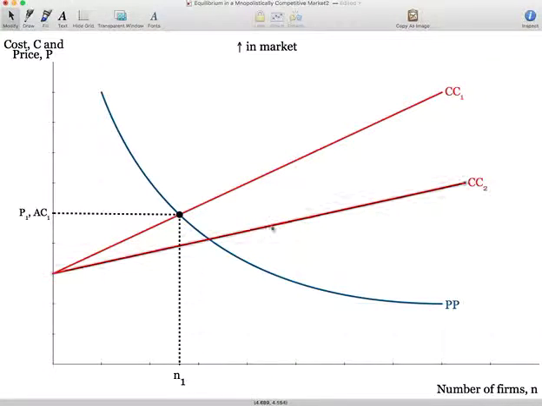So what's going to be the new equilibrium point? The new equilibrium point is going to be where CC2 intersects PP. So if we go from that point over, that's going to be the new equilibrium. Let me duplicate that, move it down, change the subscripts. And what is going to be the new equilibrium number of firms? We just go down from where CC2 intersects PP, and now that is going to be number of firms 2.